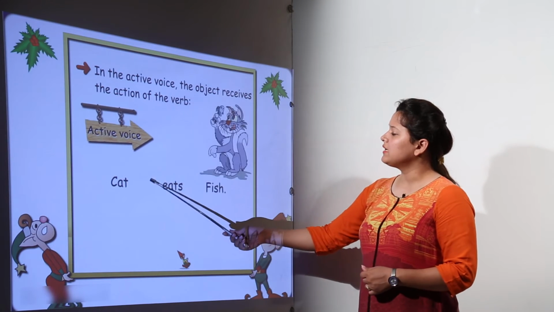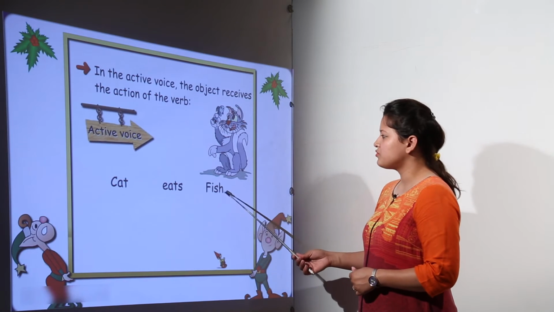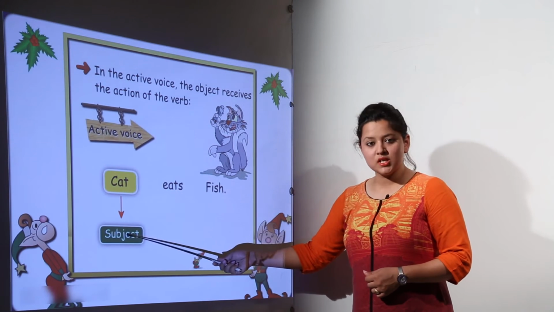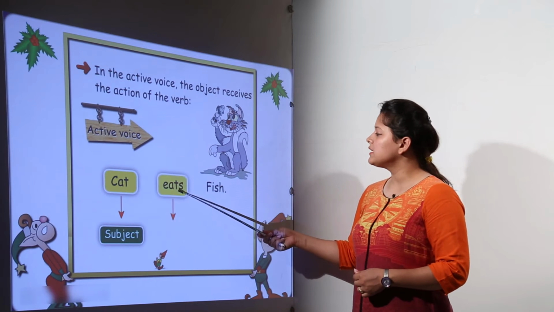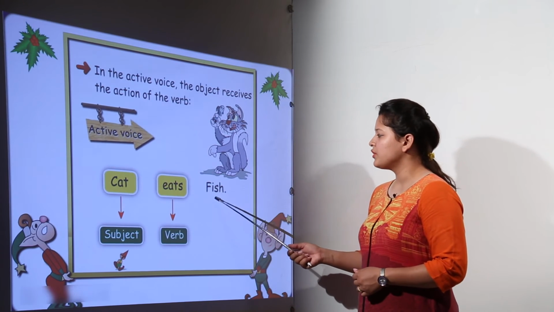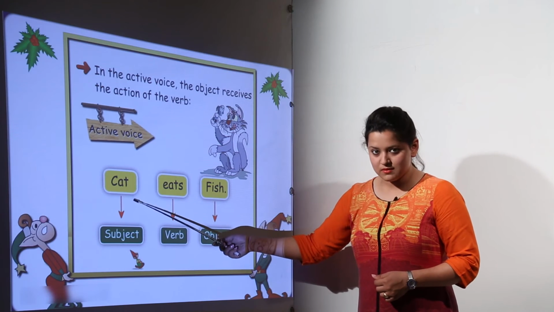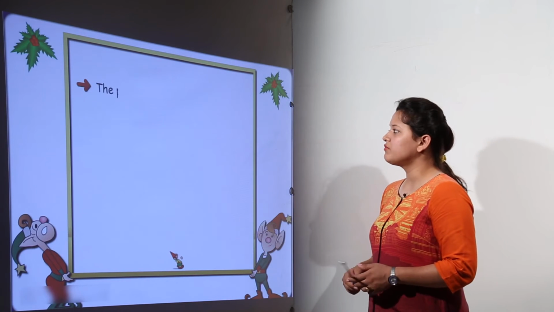An example is: the cat eats fish. In this sentence, the cat is the subject. What is it performing? It is eating the fish. So this action, the verb, is being performed by the cat. So the cat is eating the fish.